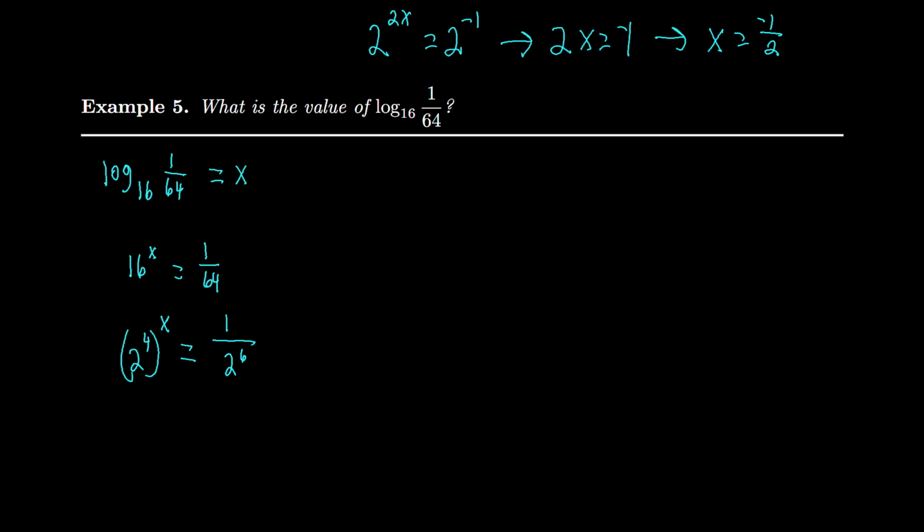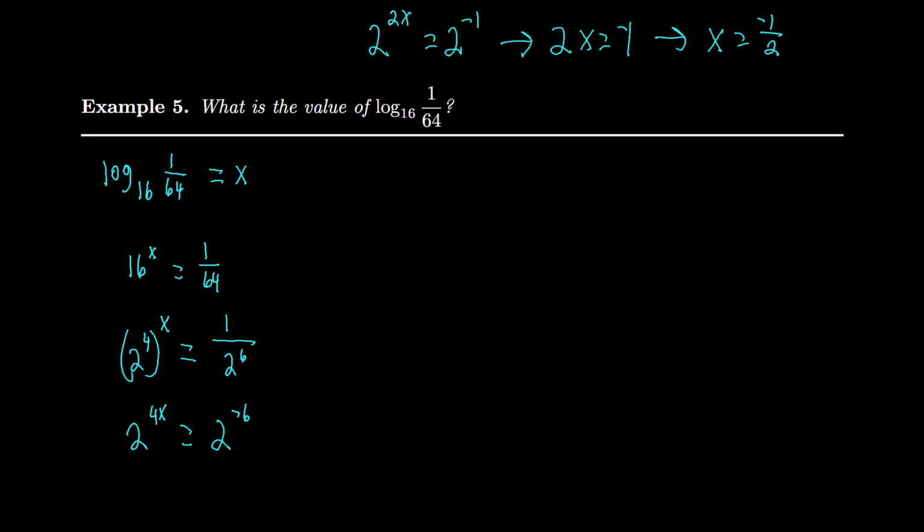So we can instead write this as 2 to the 4x. When you raise a power to a power, you multiply. And then 1 over 2 to the 6th is just 2 on top to the negative 6th. I'm just using that property that I showed you earlier. Now, the bases are exactly the same. That's why we did all the math that we did, and we just got the bases together.